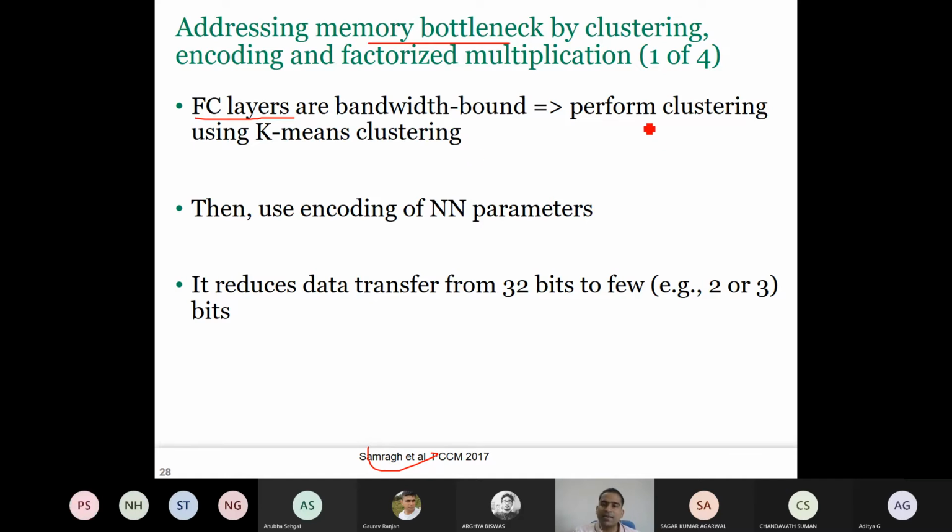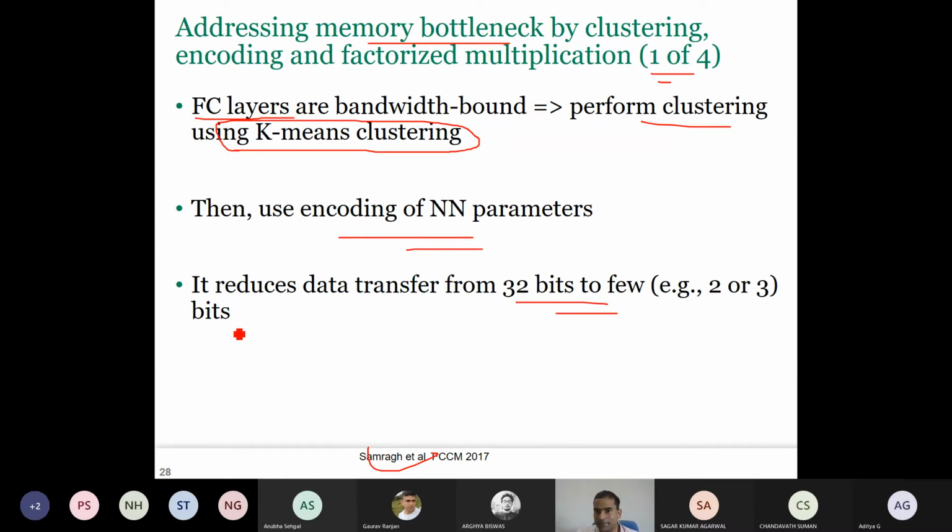We perform clustering, for which we use k-means clustering. Then we use encoding, which I will show in 4 slides, which reduces the data transfer from 32 bits to just a few bits. Let us see how. I will show clustering first and then we'll show encoding. So the idea is clustering, encoding, and factorized multiplication. We have 3 techniques.